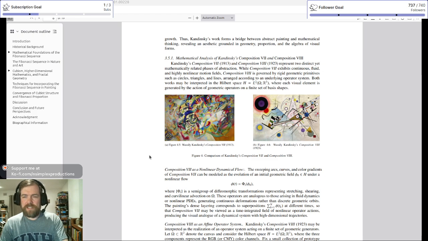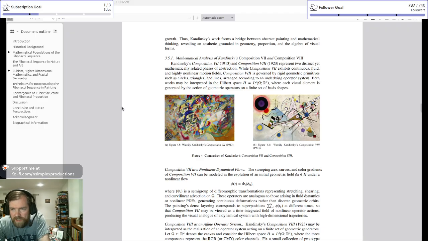Okay, so like Kandinsky, right? That's very abstract and all sorts of crazy stuff. So can we even come up with literally anything in this stuff?